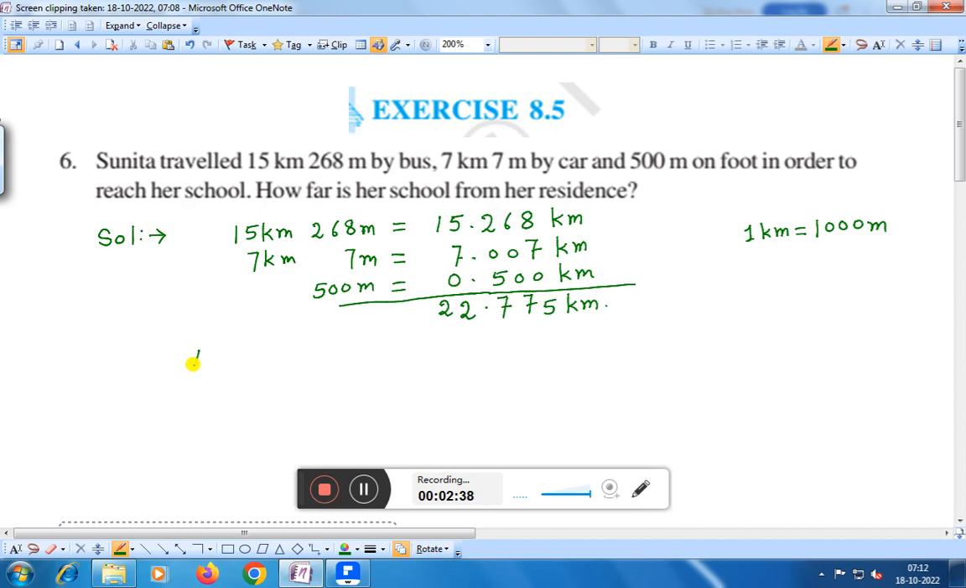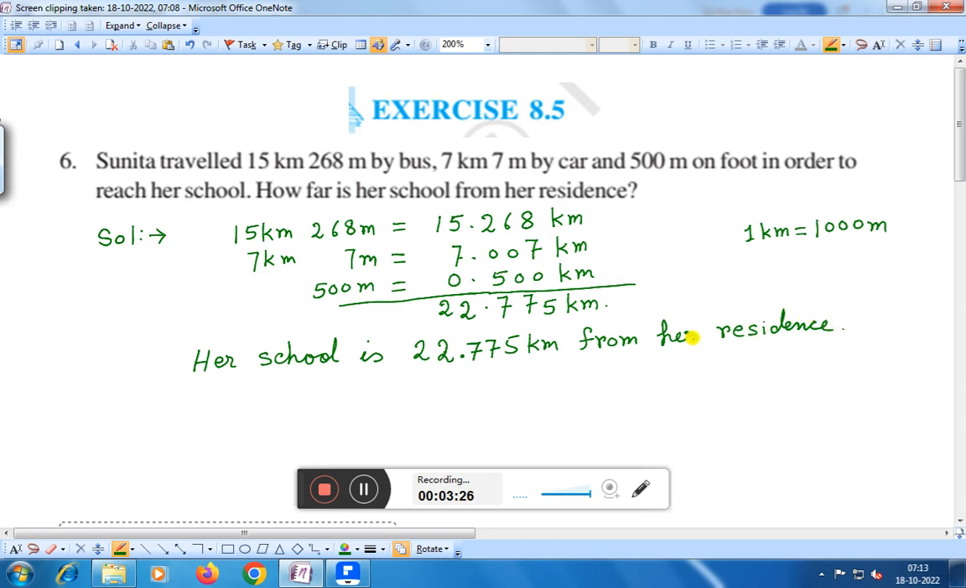The answer is, her school is 22.775 kilometer from her residence. Right? This is the solution of question number 6.